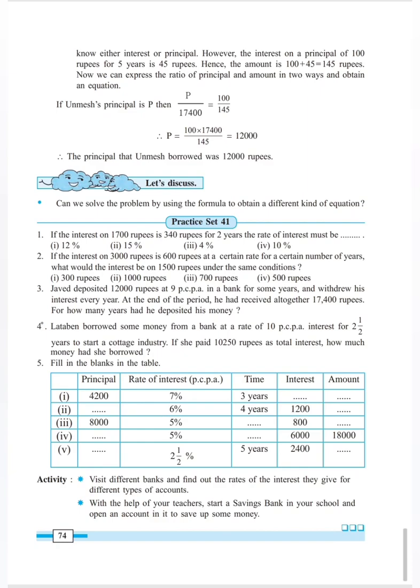Therefore, P is equal to 100 upon 145 will remain same. The left hand side term 17,400, when it will go from the left hand side of is equal to sign to the right hand side of is equal to sign, it will go from denominator to numerator. Therefore, P is equal to 100 multiplied by 17,400 upon 145. Okay. With this simple multiplication and division, we get the value of P is equal to 12,000 rupees. Finally, the answer of P is equal to the principal that Unmesh borrowed was rupees 12,000.